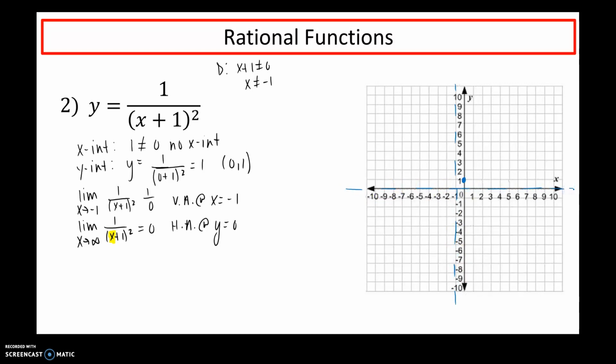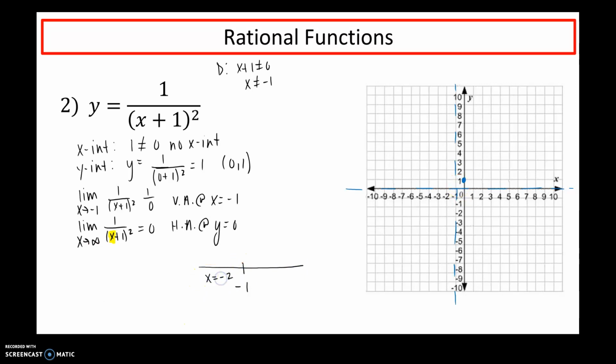Now, when we go to graph this, there's no x-intercept. So my graph can never cross over the x-axis. That's going to be a very important piece of information. Okay, next, sign analysis. The only value that I have on the x-axis is my vertical asymptote at -1.